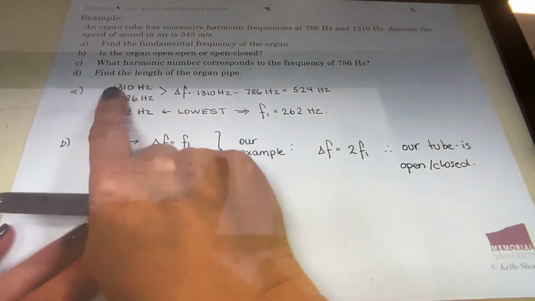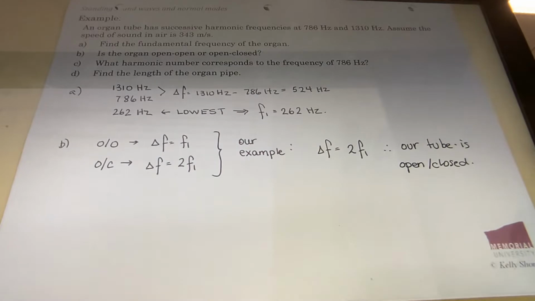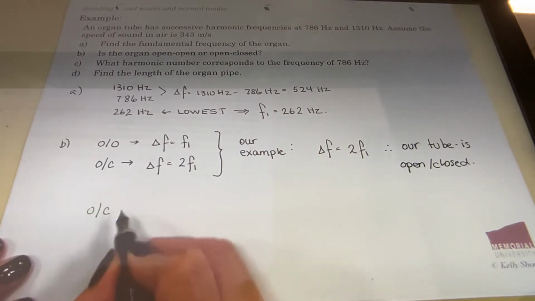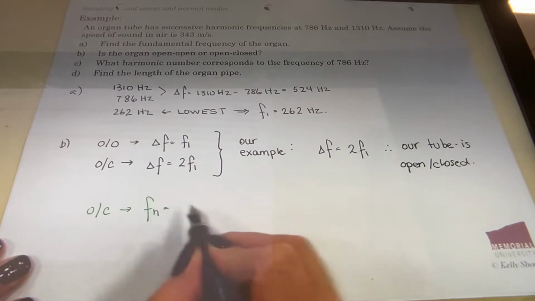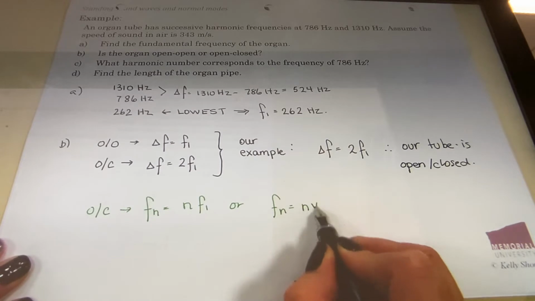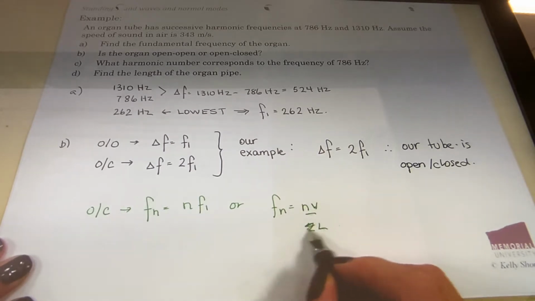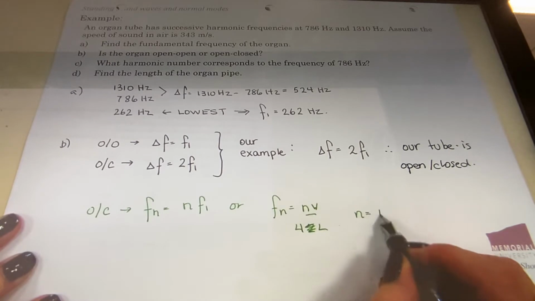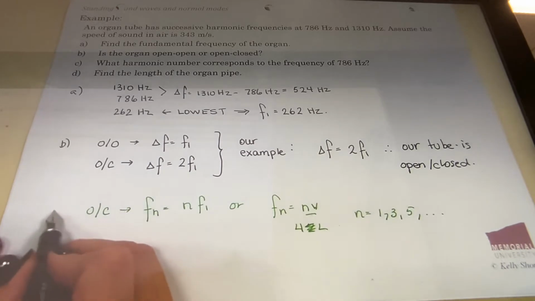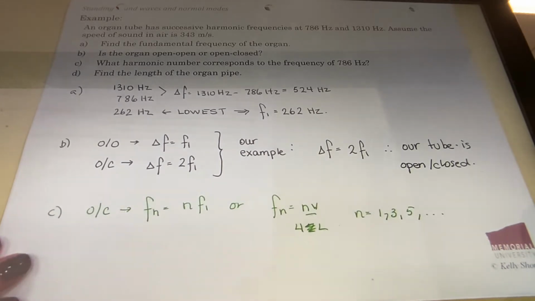So now we'll look at our frequencies. We'll remember that we've got a tube that's open at one end and closed at the other. When we're open at one and closed at the other, it tells us that our harmonic numbers are all odd numbers. So if we have tubes that are open at one end, closed at the other, our frequencies are n times F1, or Fn, equals n times V over 4L. And our n's are all the odd numbers. Okay, so there's our general description of waves in tubes that are open at one end, closed at the other.